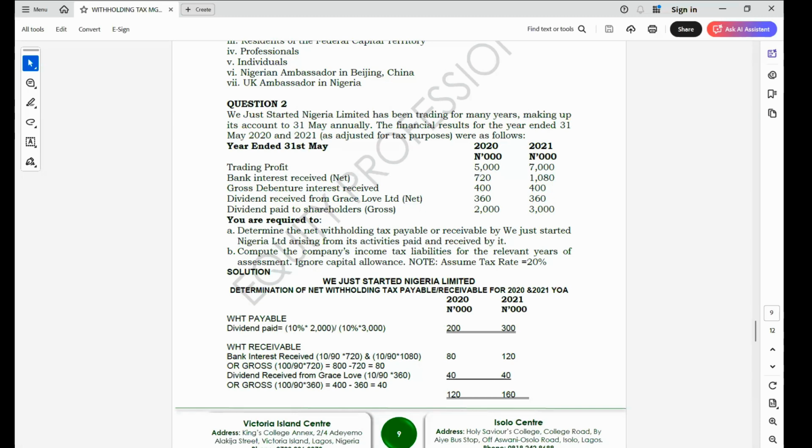Nigeria Limited. Computation of tax liabilities for relevant year of assessment.